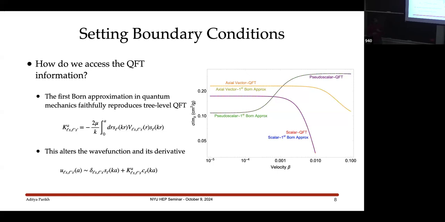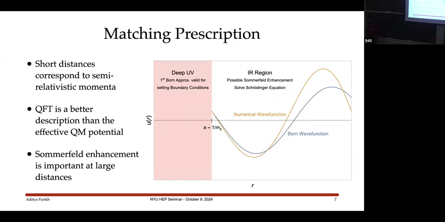And then once I have this, I can use that to determine how the wave function and its derivative get modified at my matching radius. And once I have that, I now have the boundary conditions at r equals a to then solve the Schrodinger equation out from there.